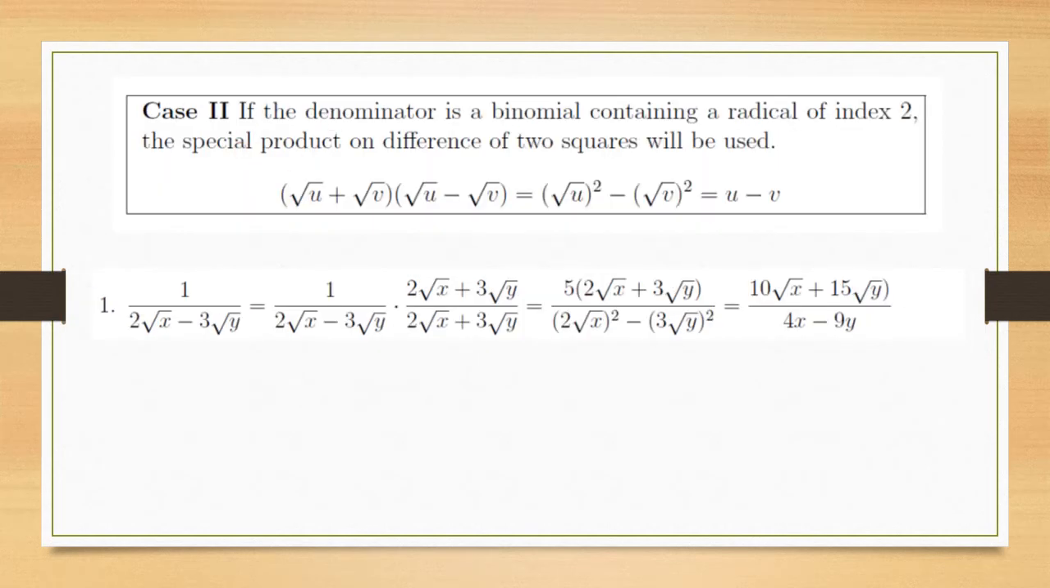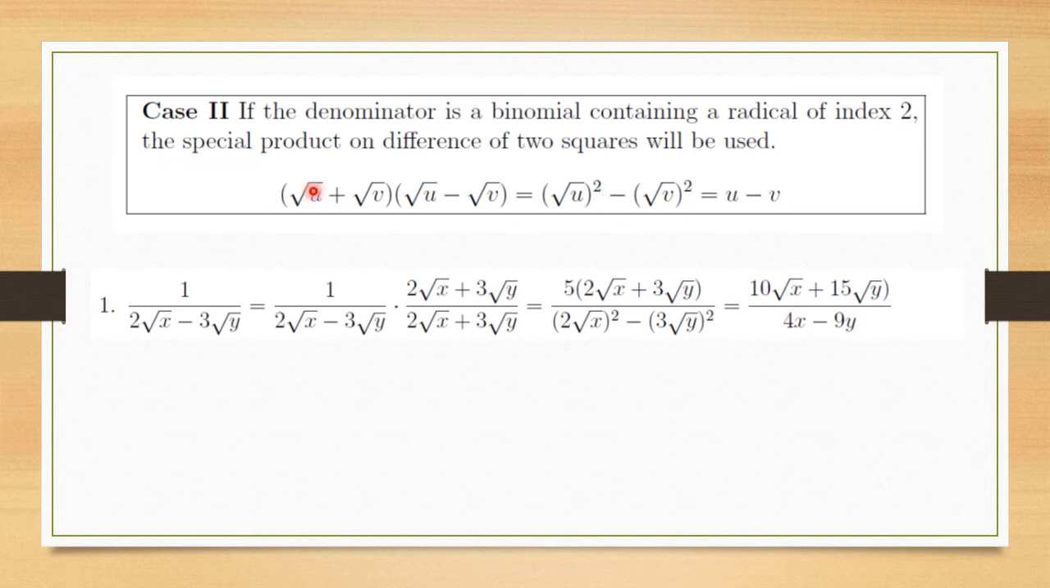Now you have case number 2. When the denominator is a binomial which contains either one or both of the terms having radicals of index 2, or square roots, what you need to do here is use the concept of conjugates. This is just the same as in our special products: u plus v times u minus v is u squared minus v squared.